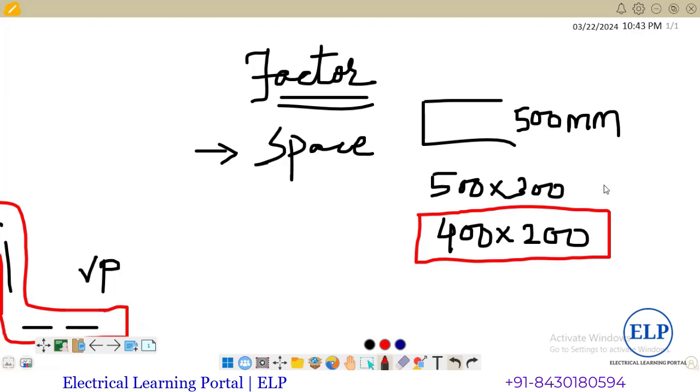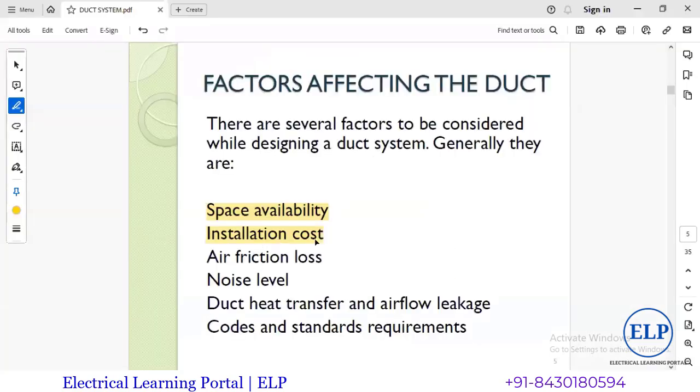So you should try to go for that, because that 100 mm matters a lot when you are talking in terms of the volume. So that is why this installation cost is also very important.